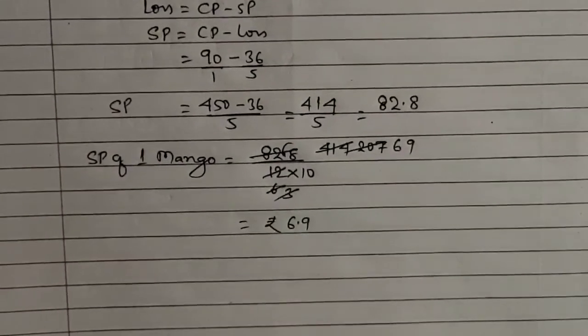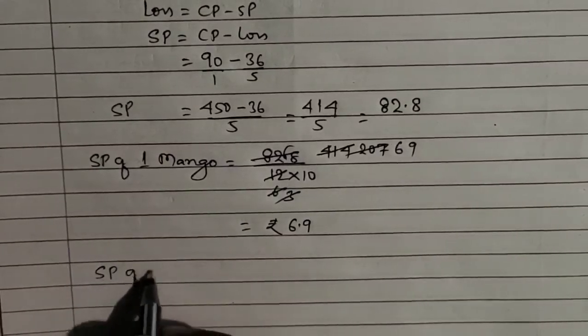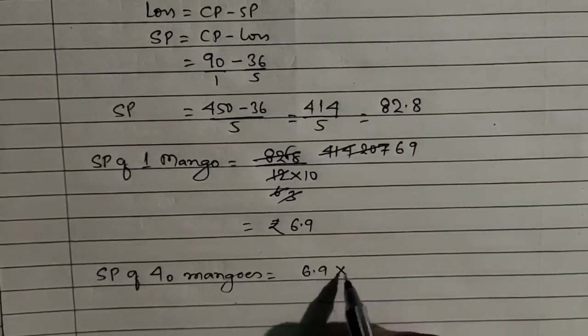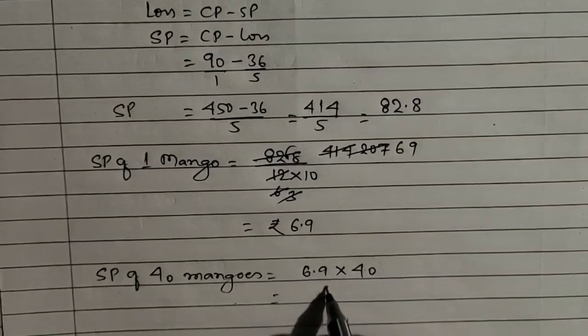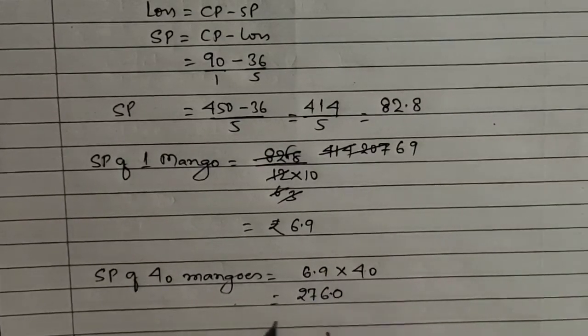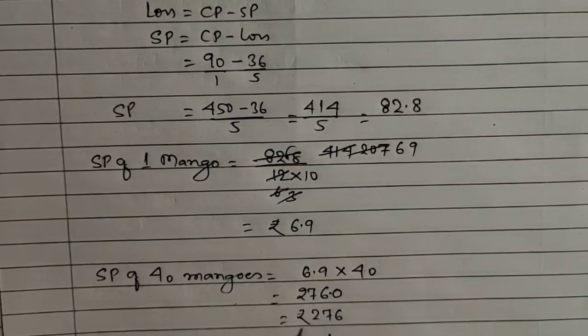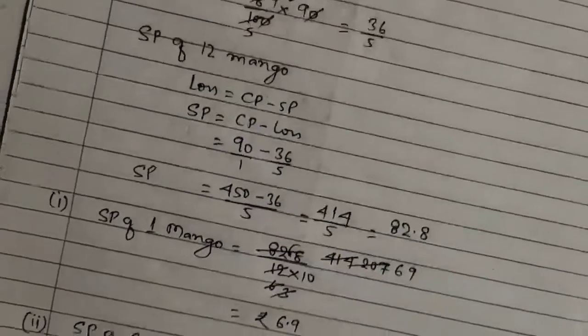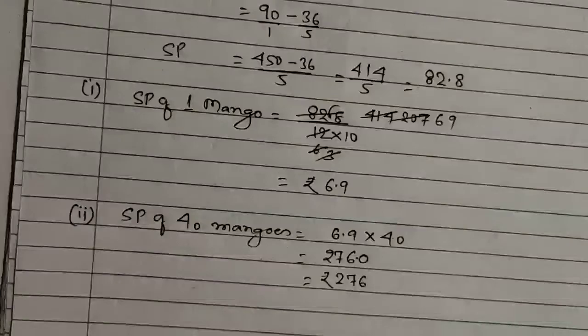Now second it is saying 40 mangoes. The selling price of 40 mangoes is equal to 6.9 multiplied by 40, which is rupees 276. This was the first question. This is the second question. Hope that this question is also clear. Let me check the answer whether I have also got the correct answer or not. Okay, it is correct. Now let us move to the next question.